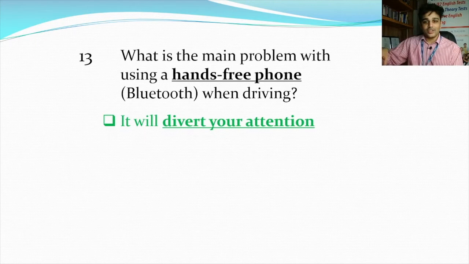Now, I love the connections that some of the students make in the training room when we're training students. They say, hands-free phone, divert your call. Hands-free phone, divert your attention. Like when you're calling someone, you divert the call. This is the same thing. It's great, isn't it? So you can remember that in the test.